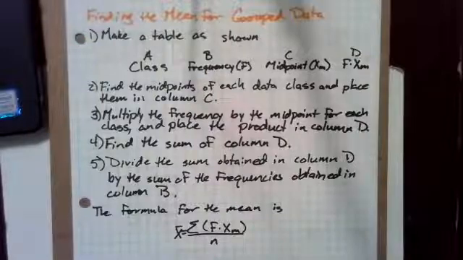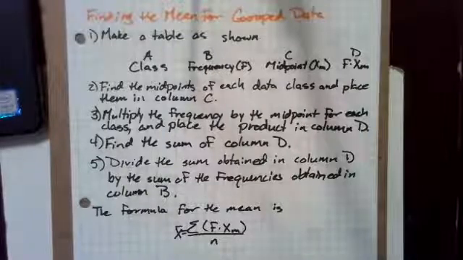So step 2 is to find the midpoints of each data class and place them in column C. Step 3 is to multiply the frequency by the midpoint for each class and place the product in column D. Step 4 is to find the sum of column D. And step 5 is to divide the sum obtained in column D by the sum of the frequencies obtained in column B.